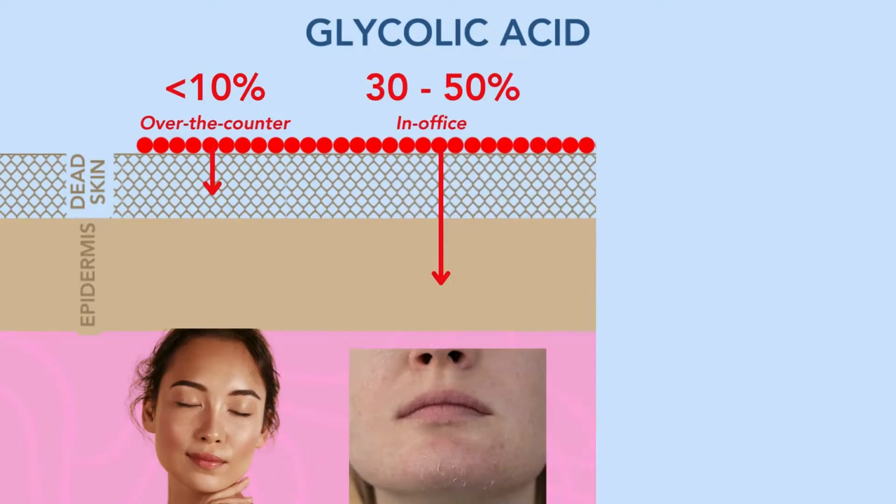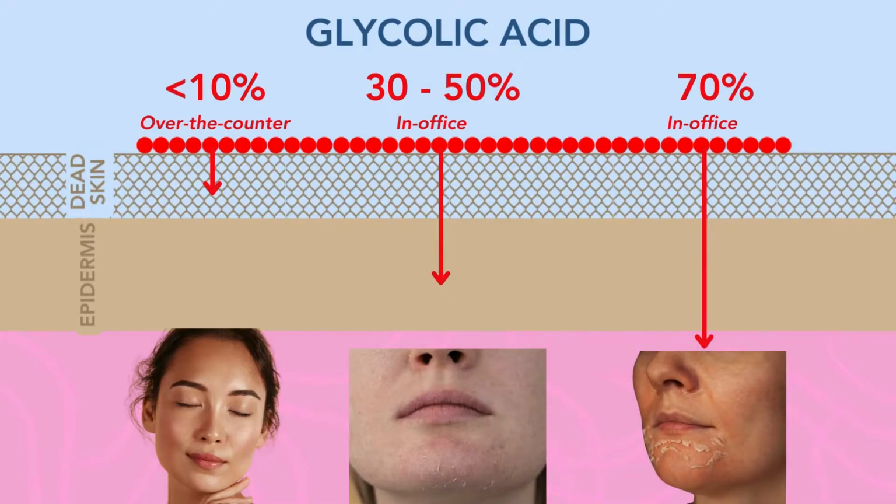When you get a glycolic acid peel in the office, if it's between 30 and 50%, it causes a very superficial peel, and this can address pigment. And the higher concentration, 70%, will go down into the dermis, and that is a peel that can affect both pigment and address fine lines and texture and pores as well.